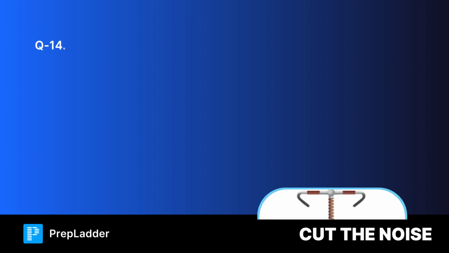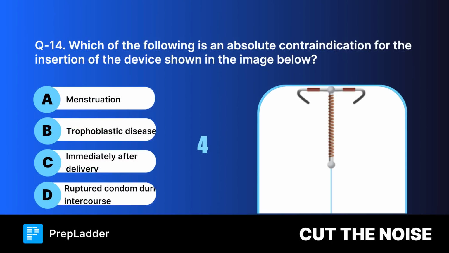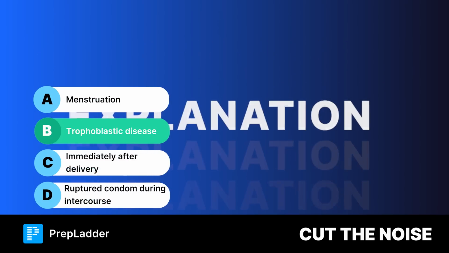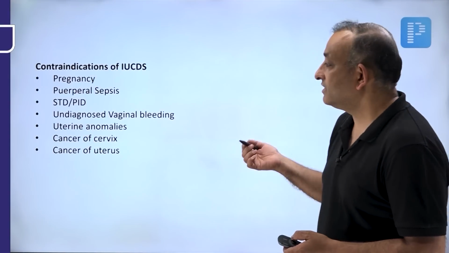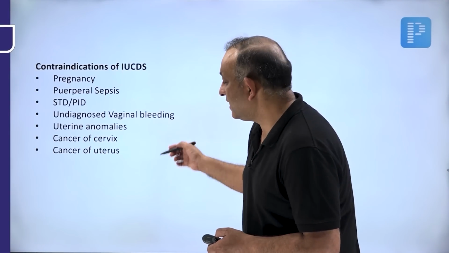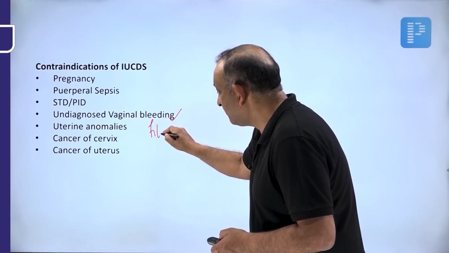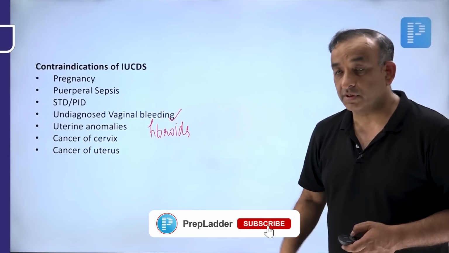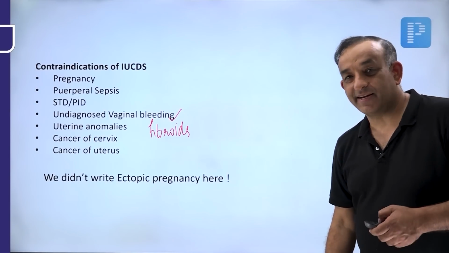Question 14. Which of the following is an absolute contraindication for the insertion of the device shown in the image below? Your options are, and the correct answer is trophoblastic disease. Here's the explanation. Contraindications of IUCDs, definitely when a lady is pregnant, having sepsis, STD, PID, undiagnosed vaginal bleeding, fibroids, uterine anomalies. I didn't write fibroids with excessive bleeding. All right, cancer of the cervix, cancer of the uterus. Absolute contraindications. Look, I did not say ectopic pregnancy as a contraindication here. Please note.